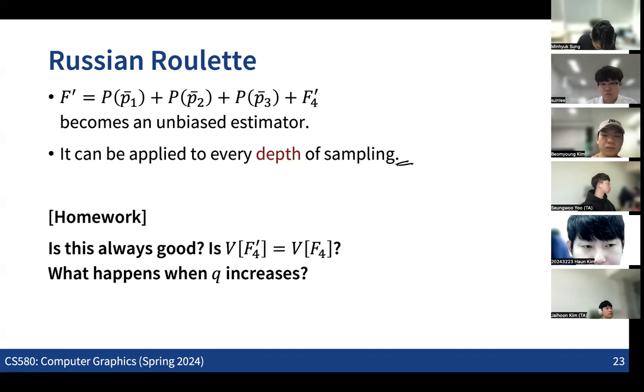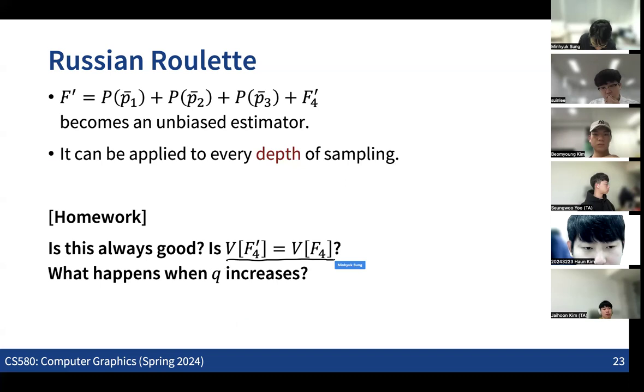But the question might be whether it's always good to have this Russian roulette. Obviously there might be something we are compromising by dropping out the longer paths. Some of the questions we can think about are how much the variance will be increased, especially when you set this threshold Q value, and depending on how we choose this Q value, how much the variance will change.